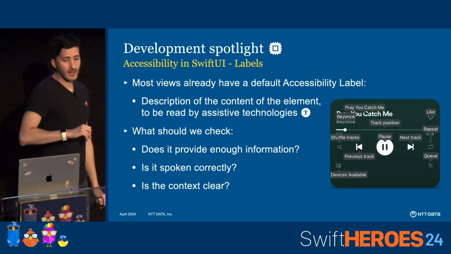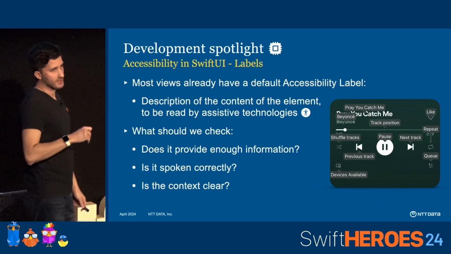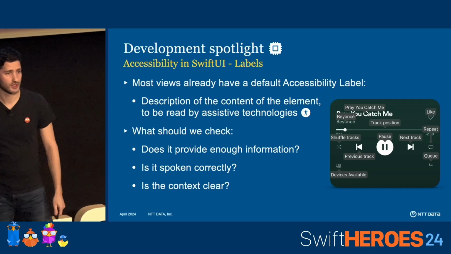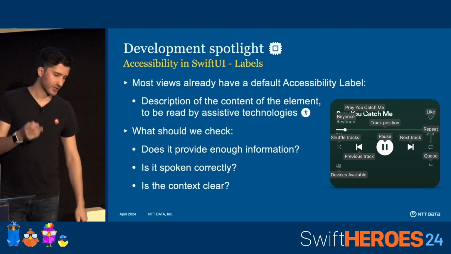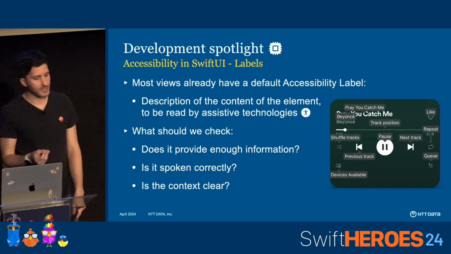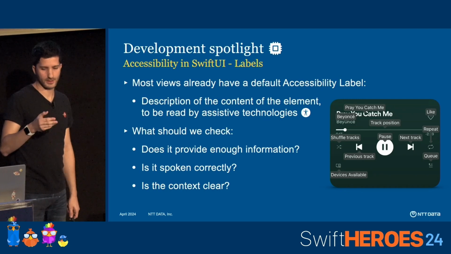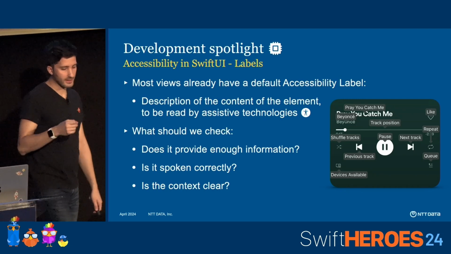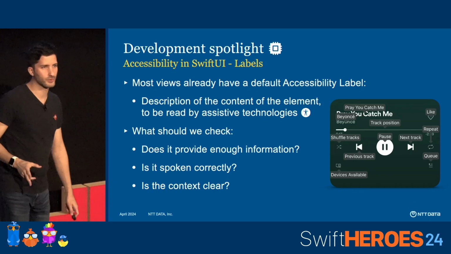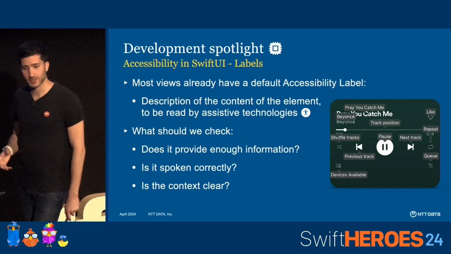Most views already have a default accessibility label, which is the description of the content of the element to be read by assistive technologies like VoiceOver. What should we check on this automatic assignment of labels? Does it provide enough information when it's read by VoiceOver? Is it spoken correctly, for example, if it has numbers or punctuation? And is the context clear?